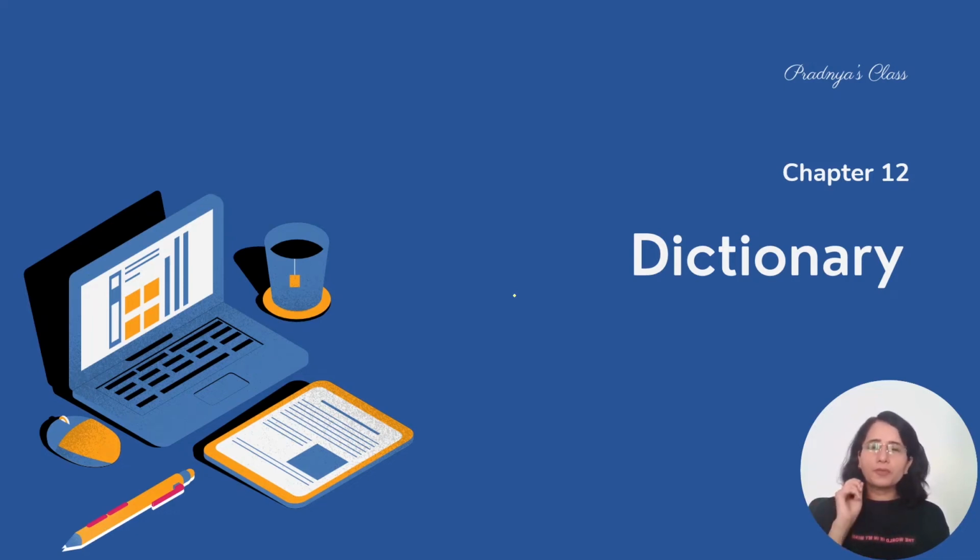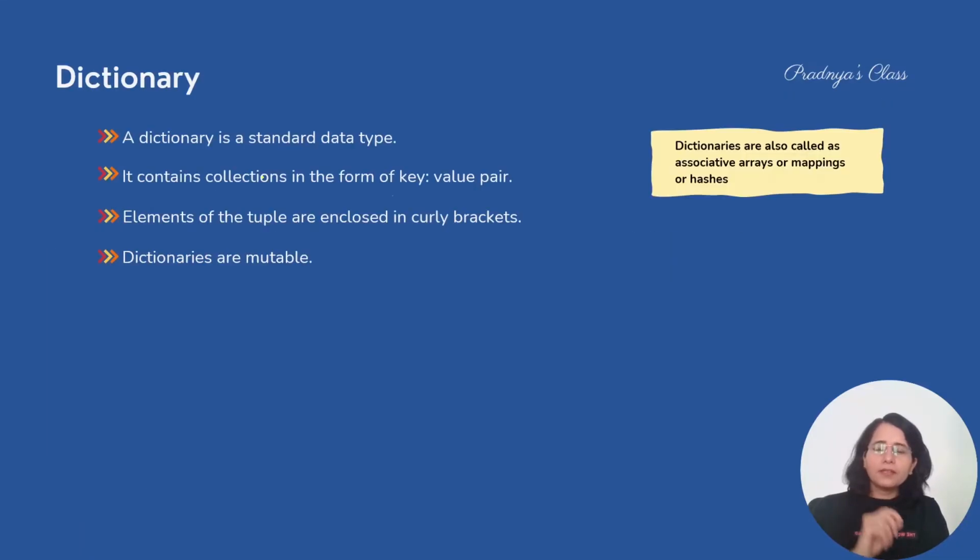In this video, we are going to cover chapter number 12, that is dictionary. We shall be discussing how to create a dictionary, how to access the elements of the dictionary, various operations on the dictionary, and various functions and methods for dictionary manipulation. So let's get started. Let's try to understand what a dictionary is.